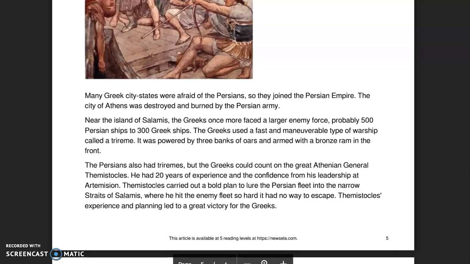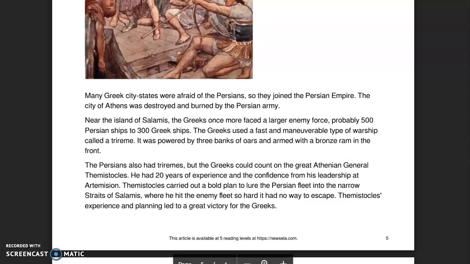Many Greek city-states were afraid of the Persians, so they joined the Persian army. The city of Athens was destroyed and burned by the Persian army. Near the island of Salamis, the Greeks once more faced a larger enemy force, probably 500 Persian ships to 300 Greek ships. The Greeks used a fast and maneuverable type of warship called a trireme. It was powered by 3 banks of oars and armed with a bronze ram in the front.